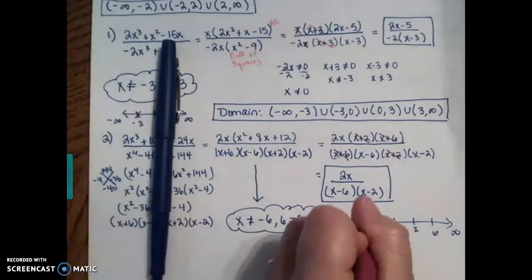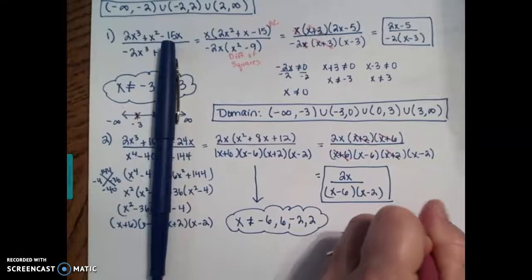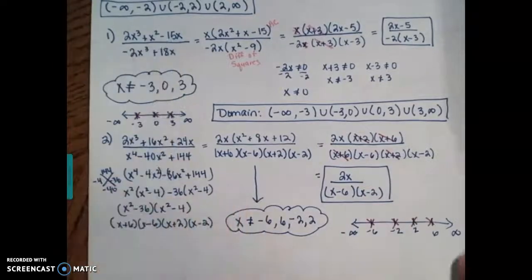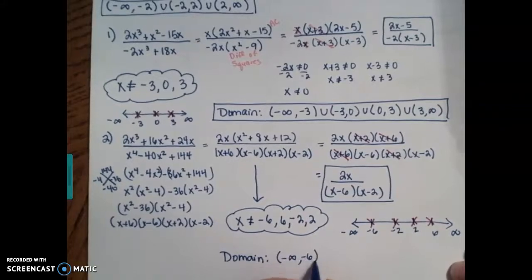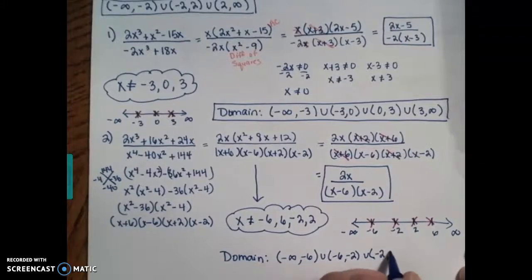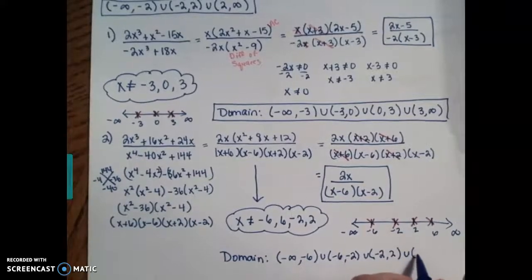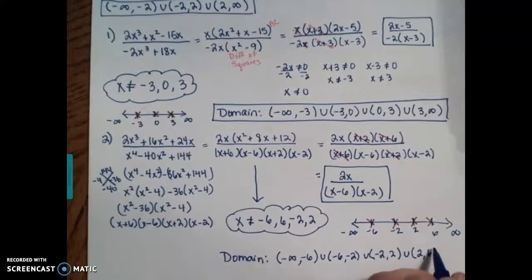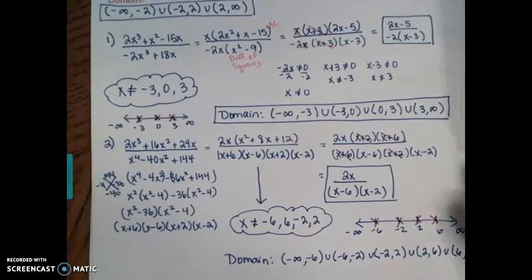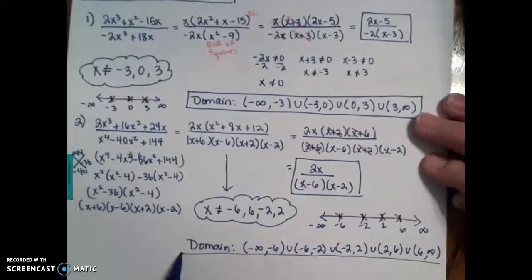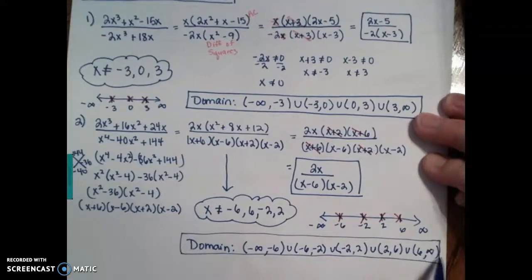So think about, I can use every number except those we're crossing out. So for your domain, we're going to have negative infinity to negative 6, negative 6 to negative 2, negative 2 to 2, 2 to 6, and 6 to infinity. So there's the domain for that function.